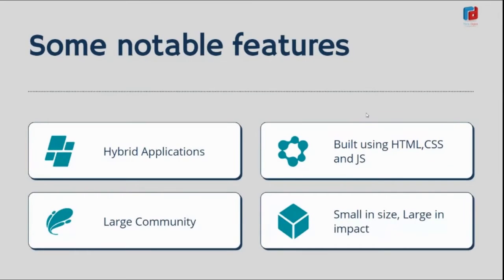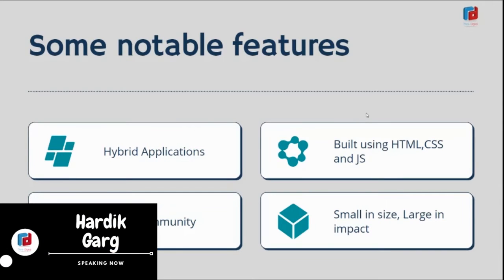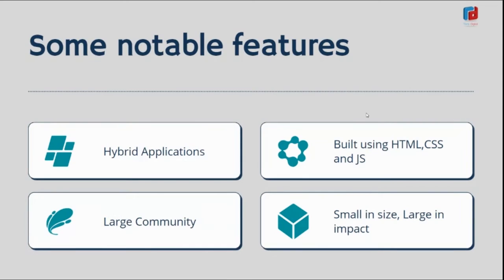So these are some of the notable features of IONIC. First, it's a hybrid application, which I just told you what it means. It is built using HTML, CSS, and JavaScript. It has a large community. A question may arise: what is the use of having a large community? The thing is that if a lot of people are working on IONIC, then there will be some questions which you may ask, but some people might have already thought about it and questioned it before. So if you Google things for IONIC, it will be very easy to find because a lot of people are working on it, and your issue will get resolved quickly. And it is small in size and large in impact. So that is a thing about IONIC.